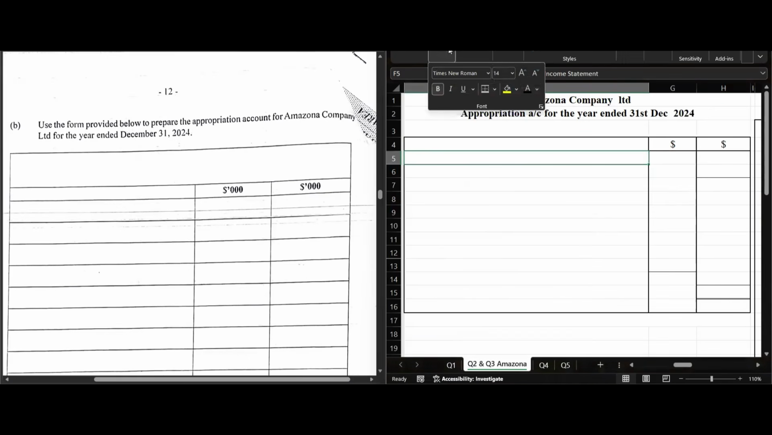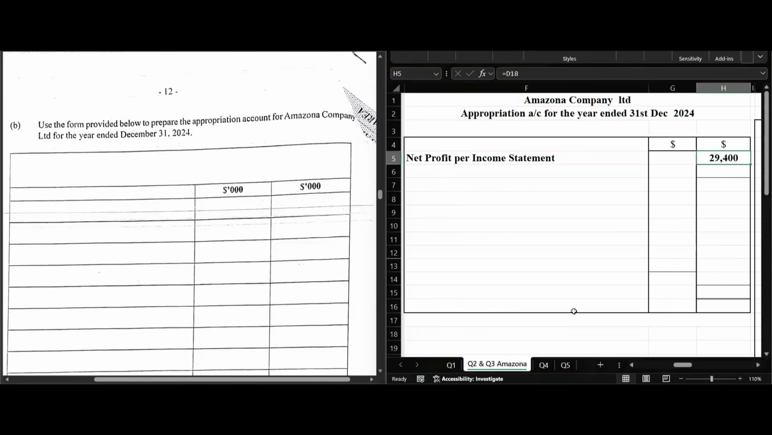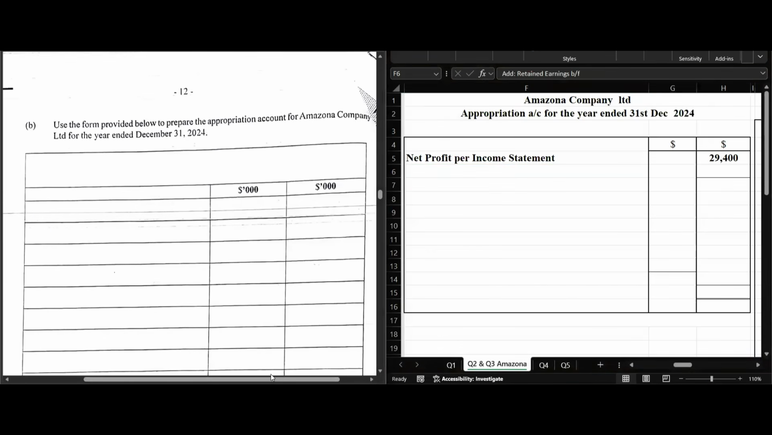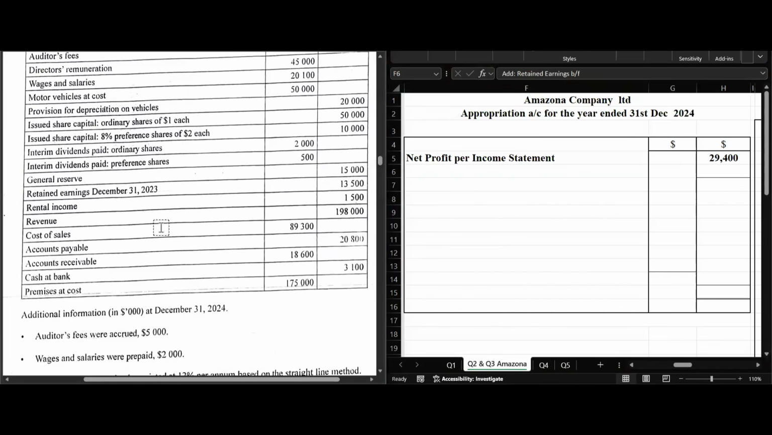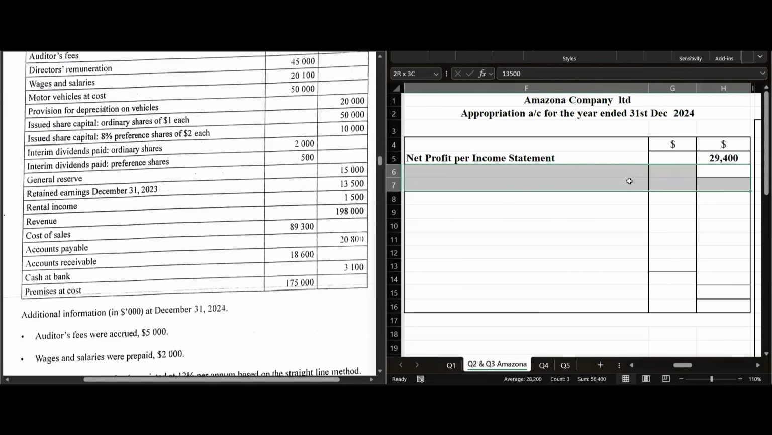Start up with net profit per income statement. This was a net profit that we would have calculated based on the income statement that we just did. Put it in there, 29,400. Was there any retained earnings brought forward, guys? Let's go back up to our data. And retained earnings would have been 13,000. Let's add it on.